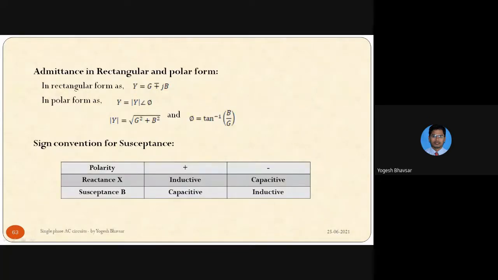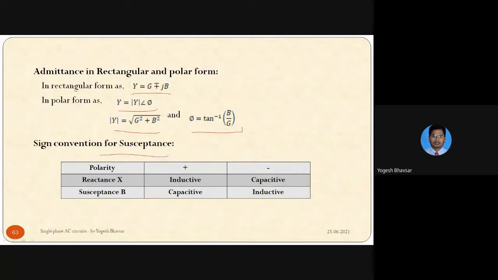Then admittance in terms of the rectangular form and the polar form. In rectangular form, Y is equal to G minus or plus JB, and in polar form Y is equal to mod of Y at an angle phi, where mod of Y is equal to the square root of G square plus B square, and phi is equal to tan inverse of B by G. Same as we have derived for impedance.